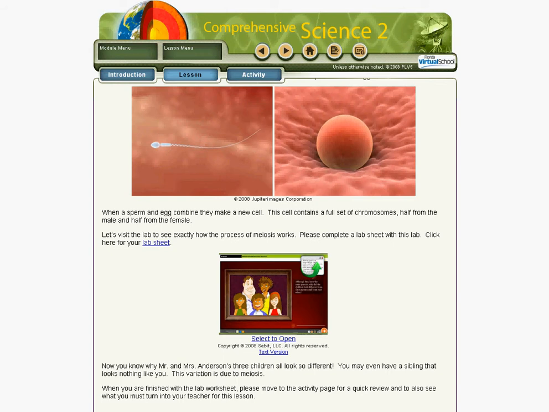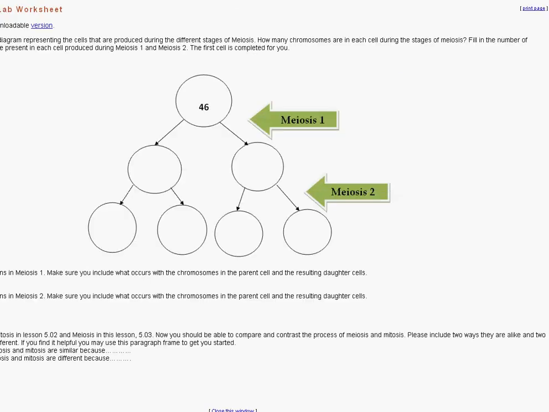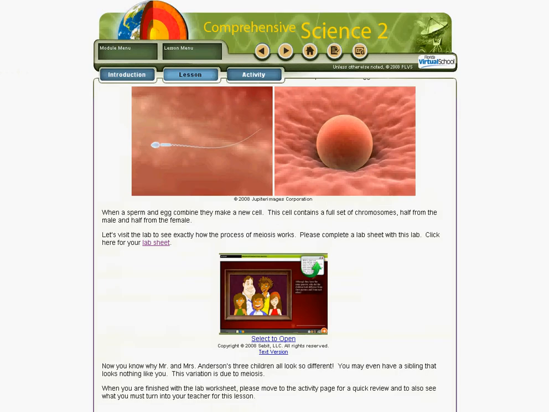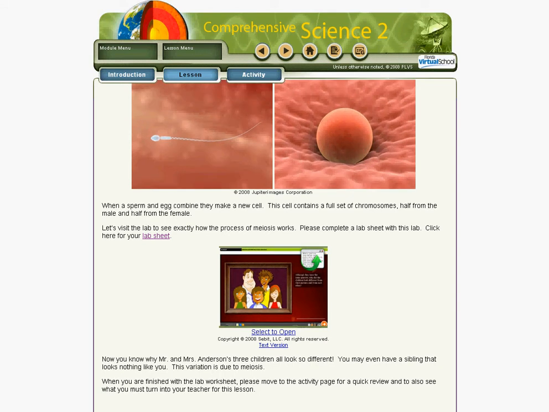Please complete a lab sheet with this lab. Click here for your lab sheet. This is what it should look like. Make sure that you print the sheet out before you start the lab, and then you can fill it in as you go along. Now's the time to watch the video. And when you finish it, let's look at the questions down below.